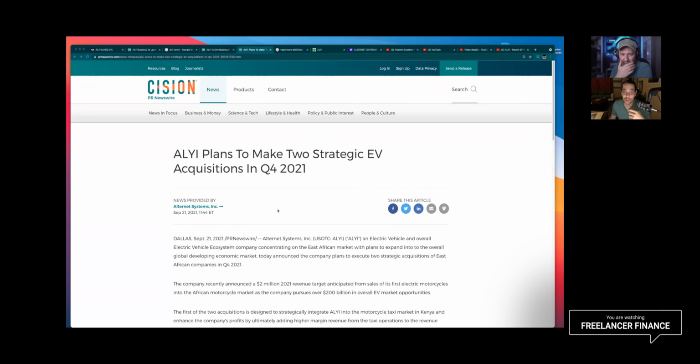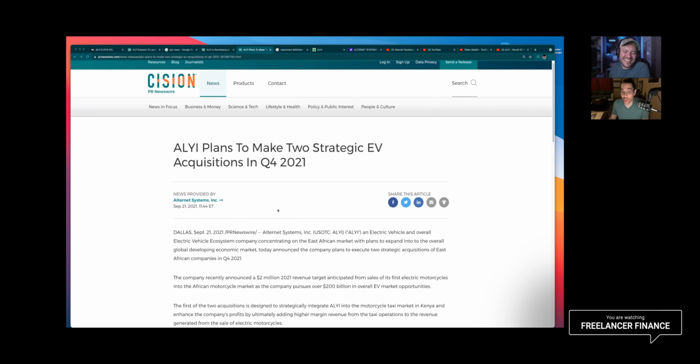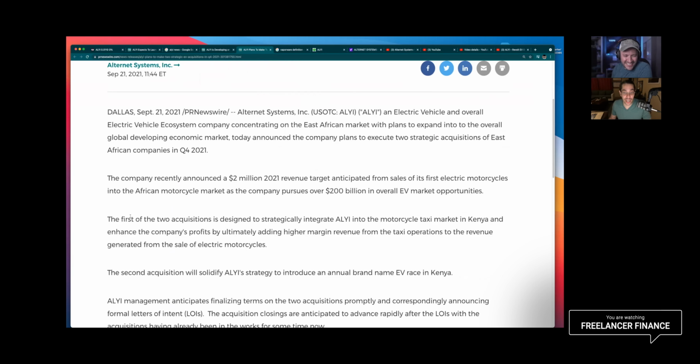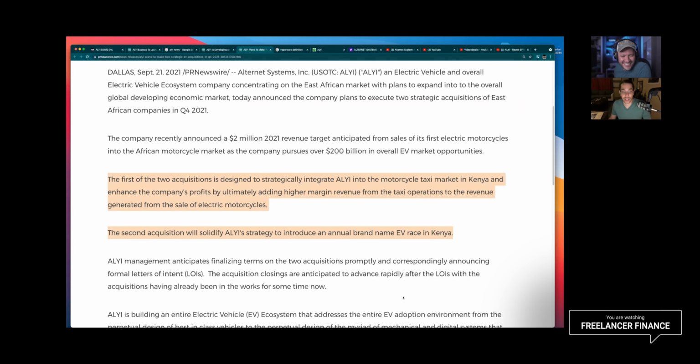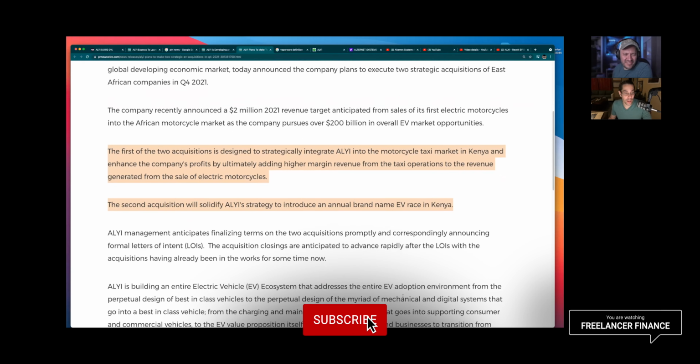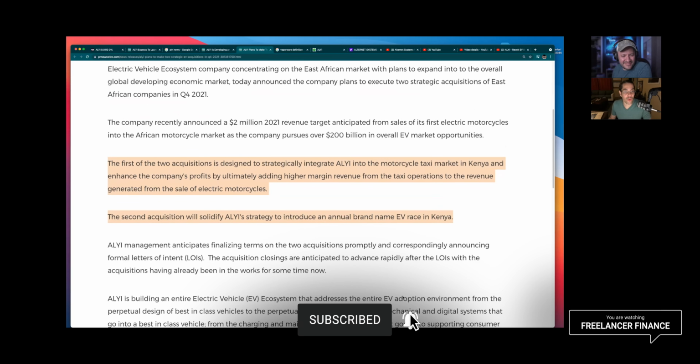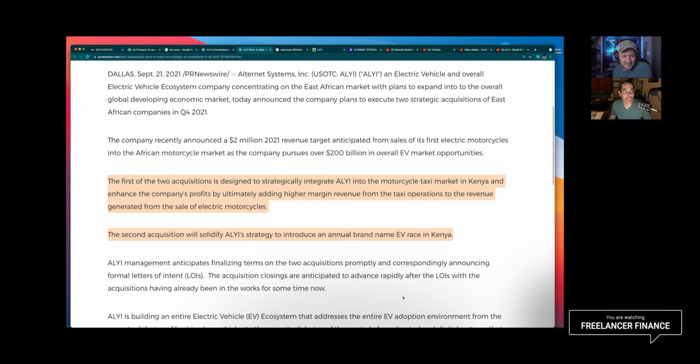ALYI plans to make 2 strategic EV acquisitions in Q4. I don't know how you acquire companies with no money, but I guess they're going to just use the token. The first of 2 acquisitions is designed to strategically integrate ALYI into the motorcycle taxi market. The second will solidify ALYI's strategy to introduce an annual brand name EV in Kenya. That's actually a cool idea. But what are they acquiring? The first acquisition is designed to, but what's the acquisition?